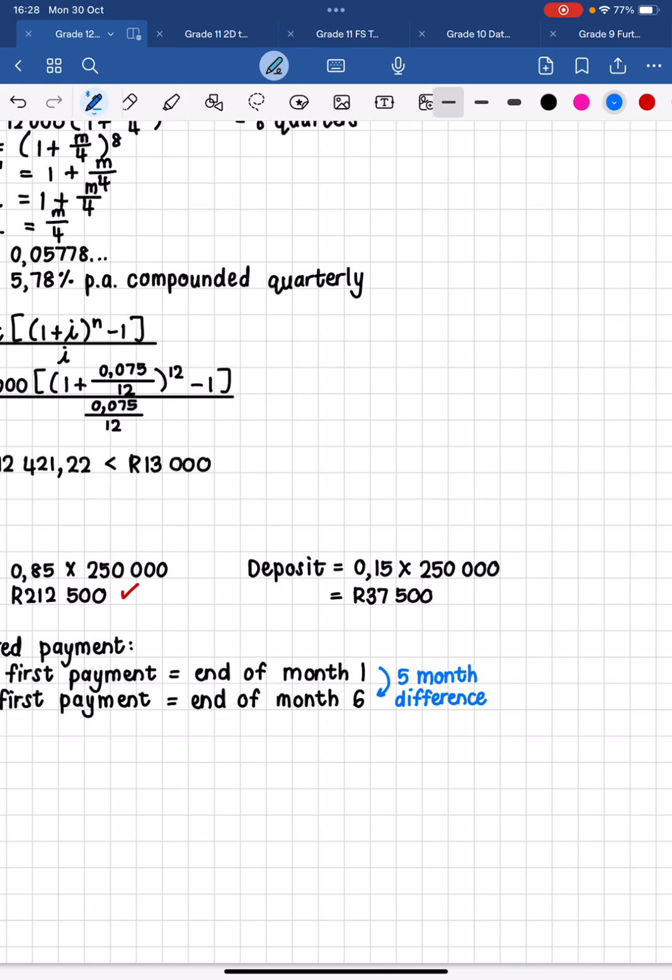Guys, I hope that makes sense, right? You normally pay at the end of the first month, but now you are paying at the end of the 6th month. That is actually only 5 months later. A 5-month difference between those.